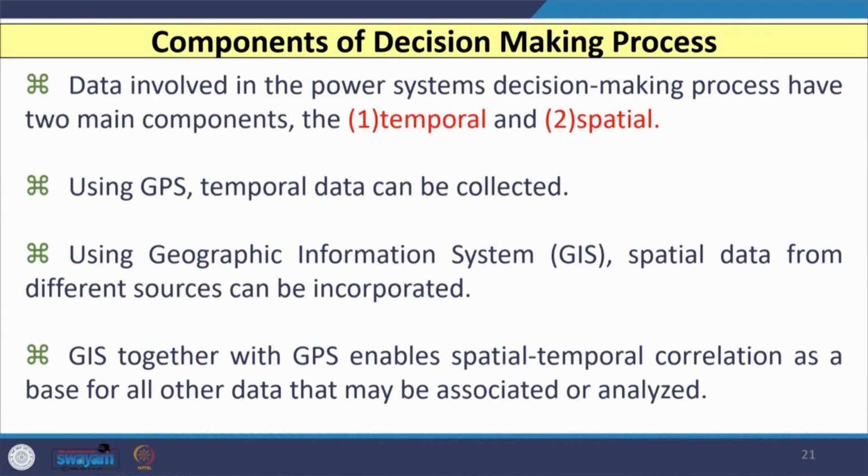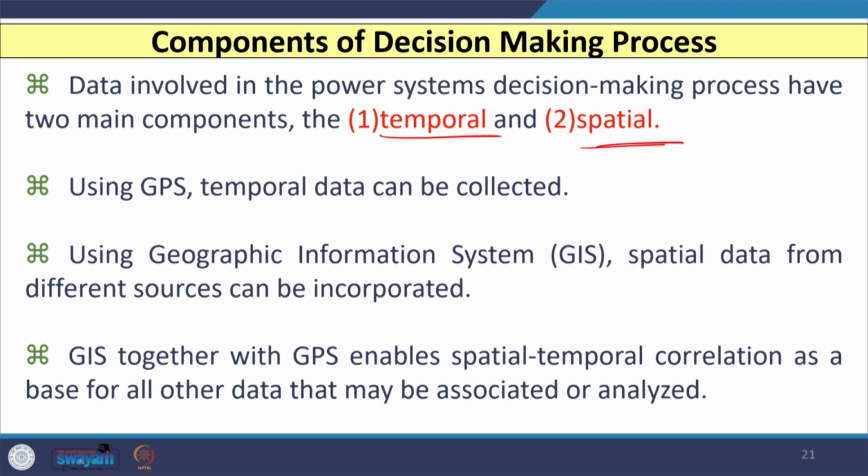Now, let us see what are the components of decision making process. So, the data involved in the power system decision making process has two components, the one is the temporal components and another is the spatial components.